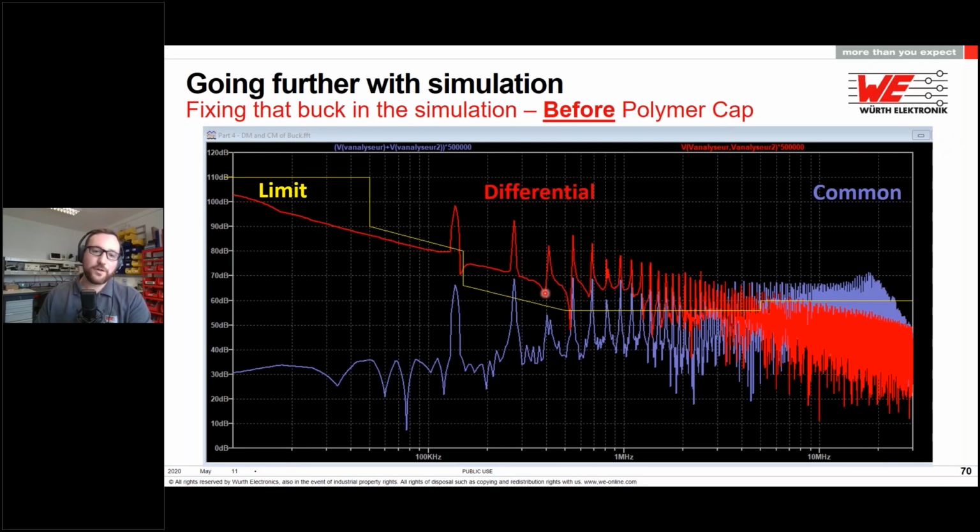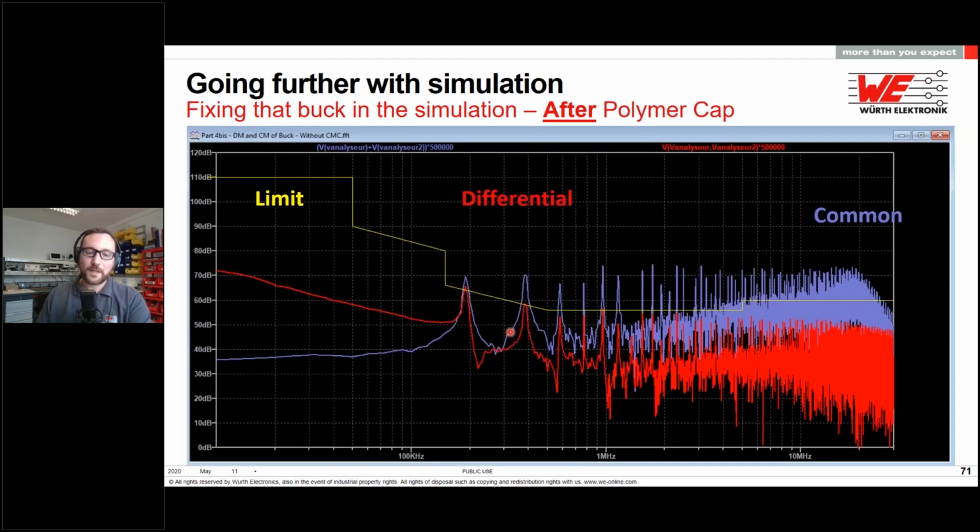The differential mode interference can be reduced using three things: having a higher capacitance value, having a lower ESR, and having a lower ESL. And there is one technology which fits all these criteria: the polymer capacitor. The polymer capacitor really enables you to solve a lot of EMC problems when it comes to differential mode interference.